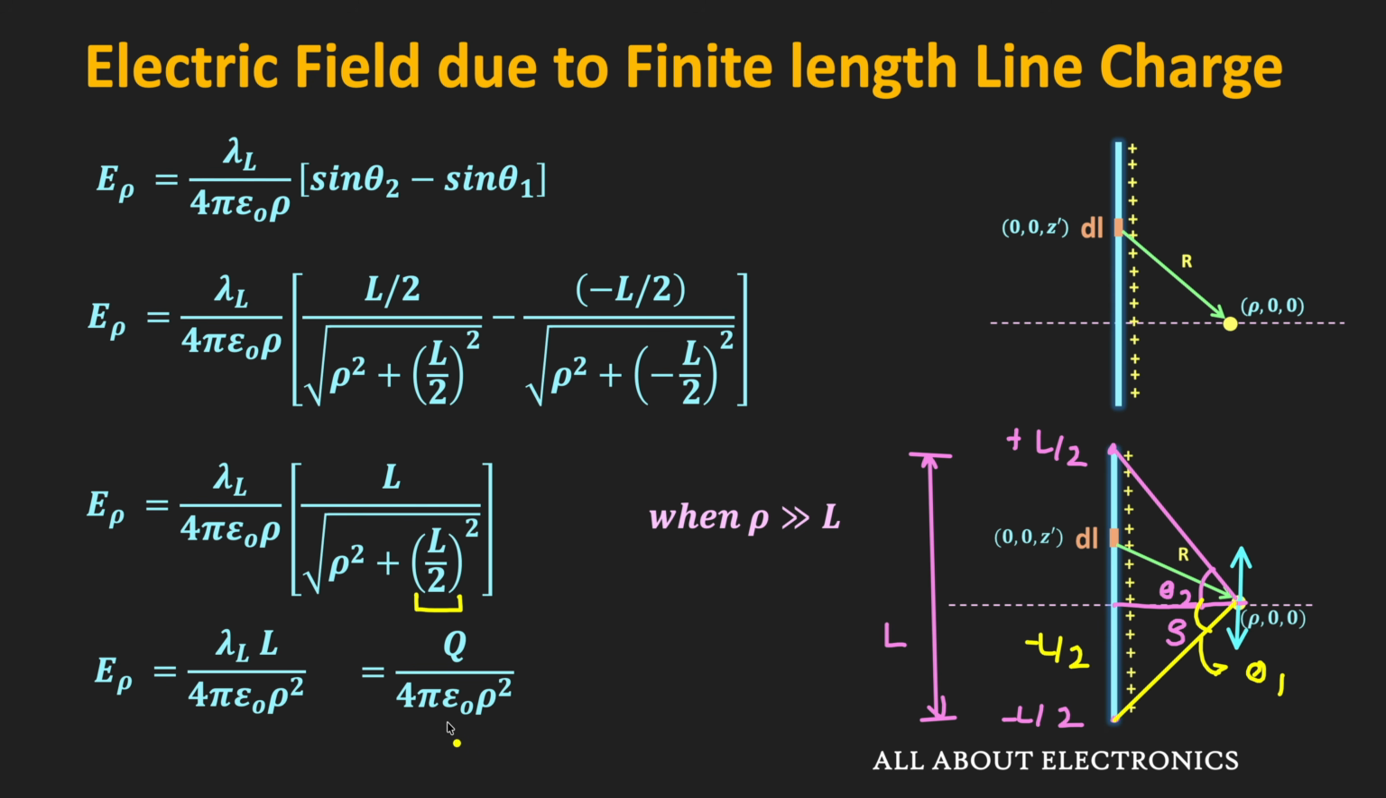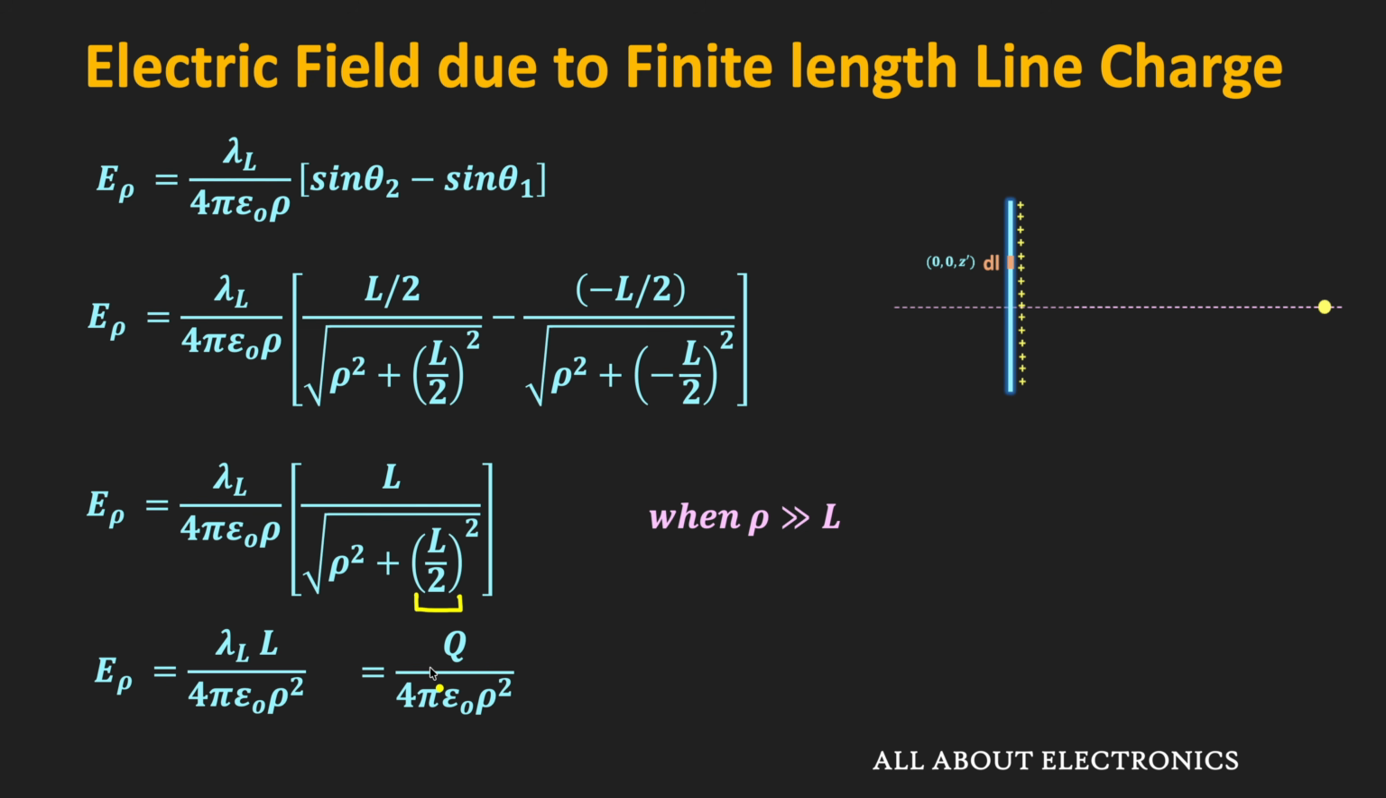And if you see this expression of the electric field, then it is very similar to the expression which we got for the point charge. So we can say that whenever our observation point is very far away from the line charge, then in that case, this line charge can be treated as the point charge. And basically, it is the case of the far field, because in this case, our observation point is much farther from the source. So in that condition, our continuous charge source can be treated as the point charge. And that is why we are getting this expression.